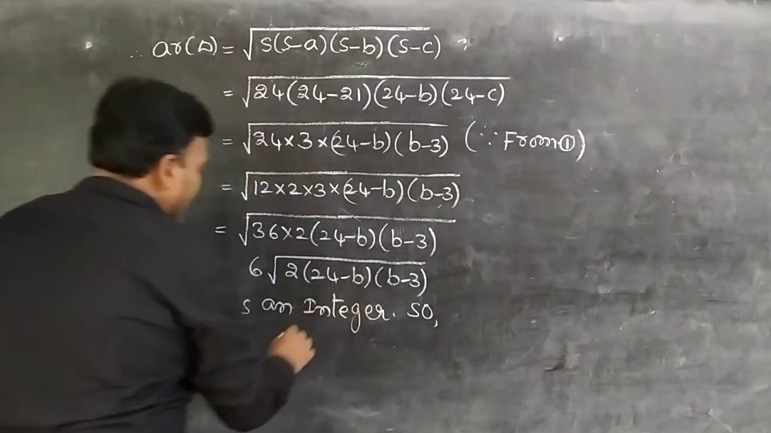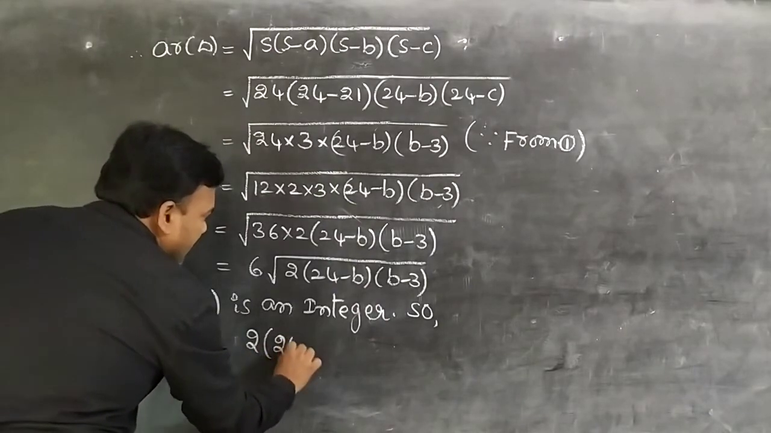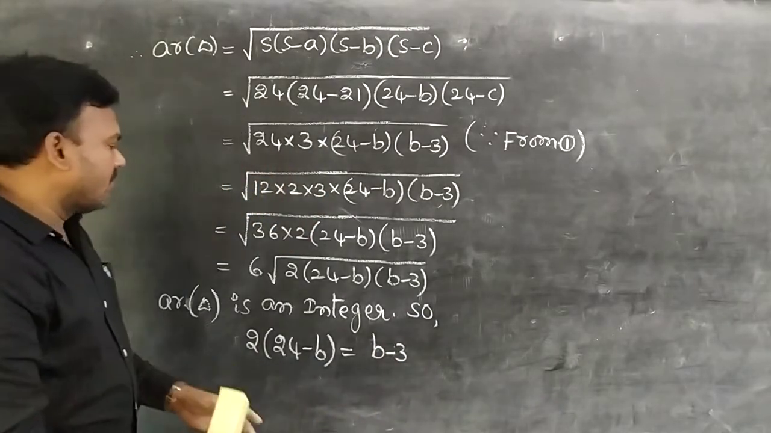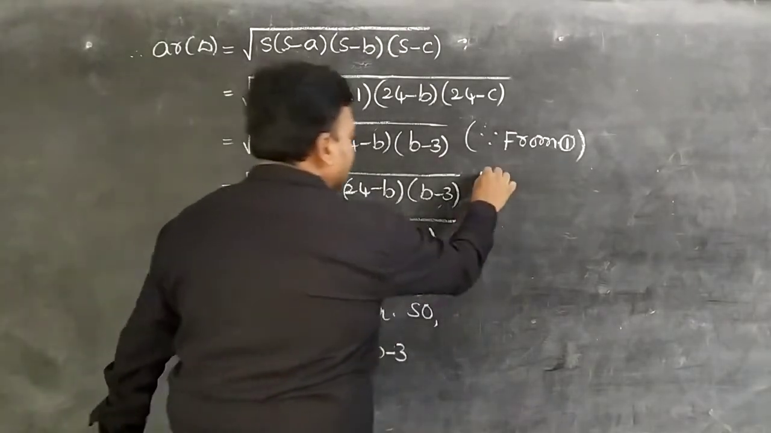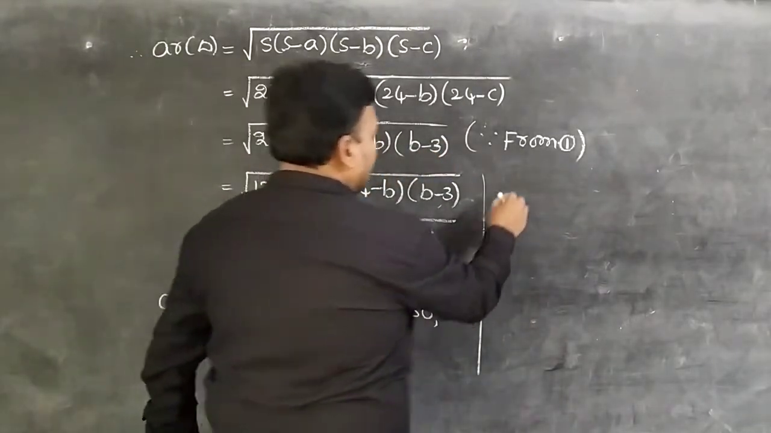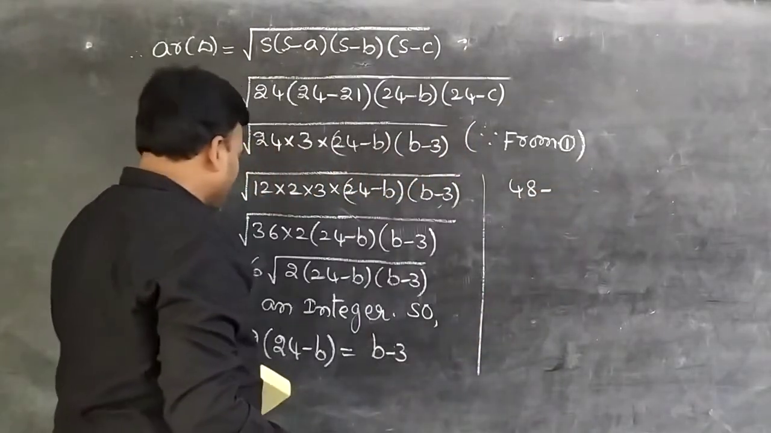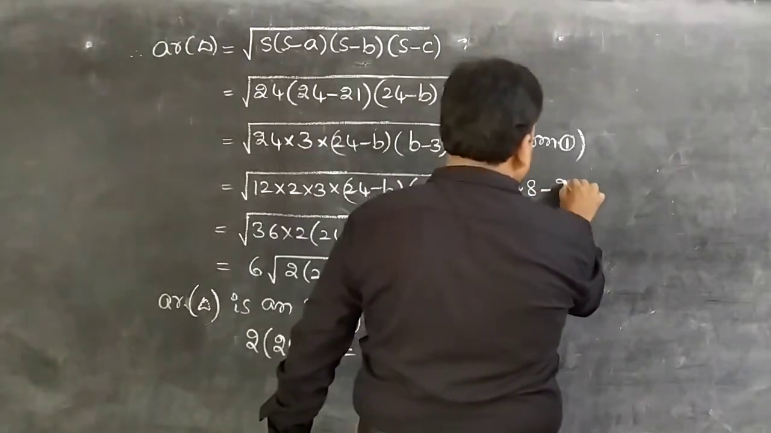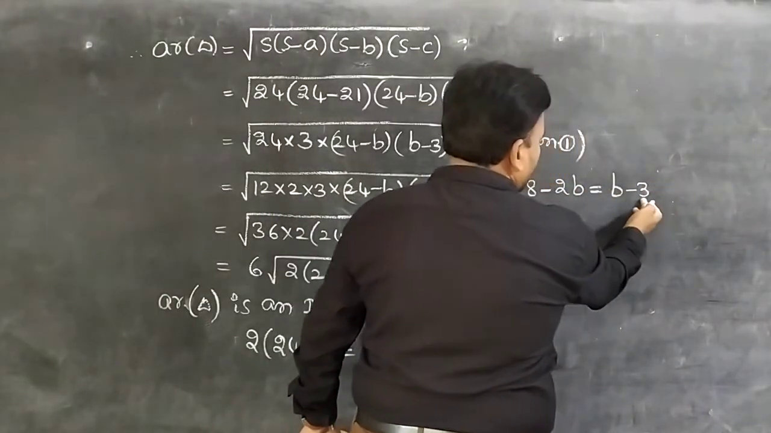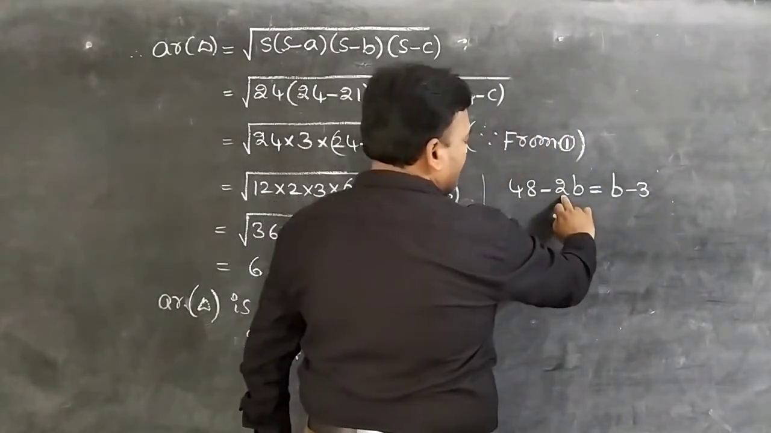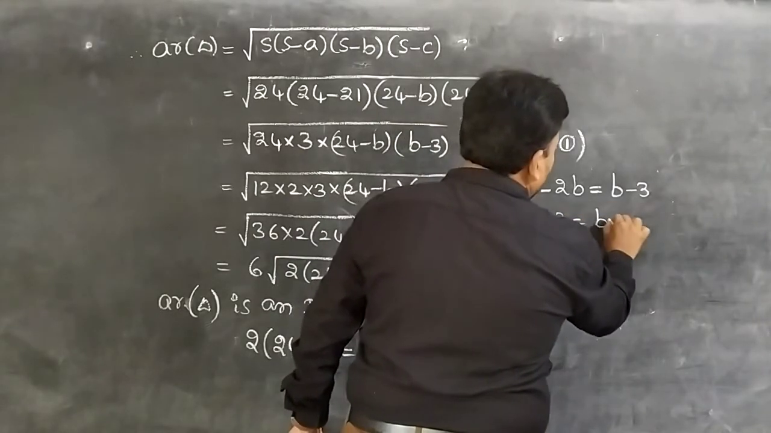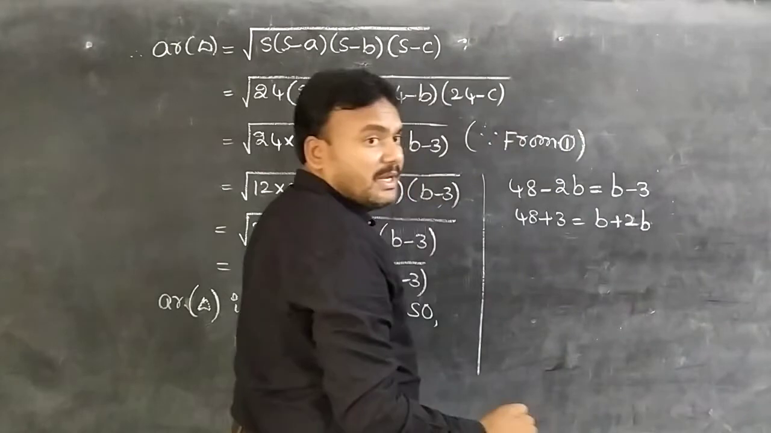So after that, here 2 of 24 minus B equal to B minus 3. Okay, then that implies, observe carefully, students. 2 into 24 nothing but 48, minus 2 into B, 2B, equal to next one, B minus 3. Minus 3 transfers to the left side and becomes plus. Minus 2B transfers to the right side and becomes plus. So that is 48 plus 3 equal to B plus 2B.